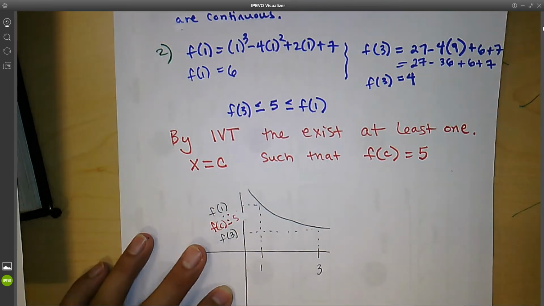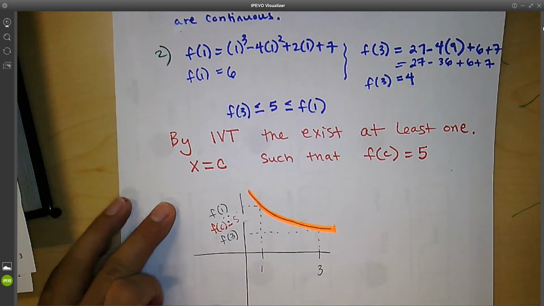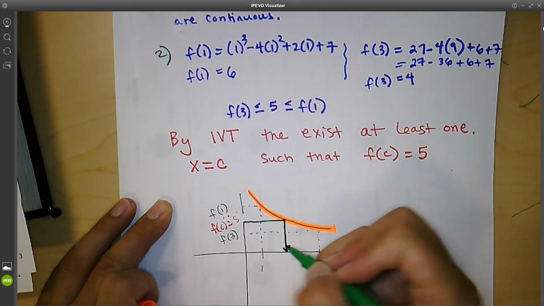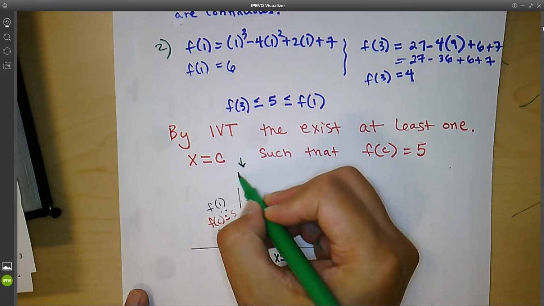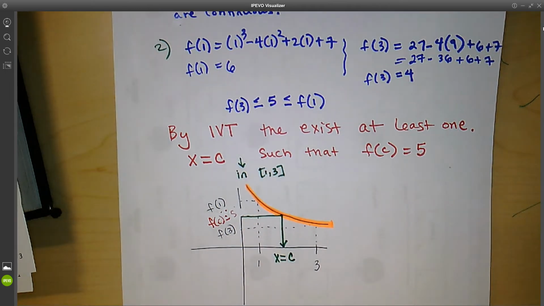Because it is in between, and because we have a continuous function, the intermediate value theorem guarantees an x equals c that produces a y value of 5. Oh, and I forgot one thing. It guarantees that the c is in which interval? In the interval 1 and 3. It won't be outside that interval. It will have to be in that interval.